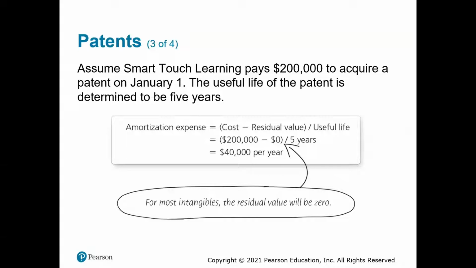The amortization expense is calculated using the straight line method. So the cost, $200,000, is divided by the life of 5 years, which equals an annual amortization expense of $40,000 per year. As is true in this example, most intangibles have no residual value.